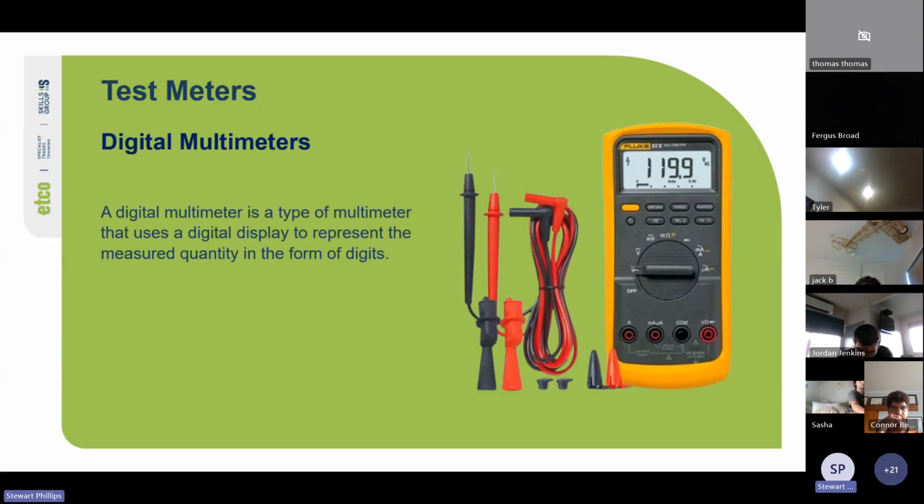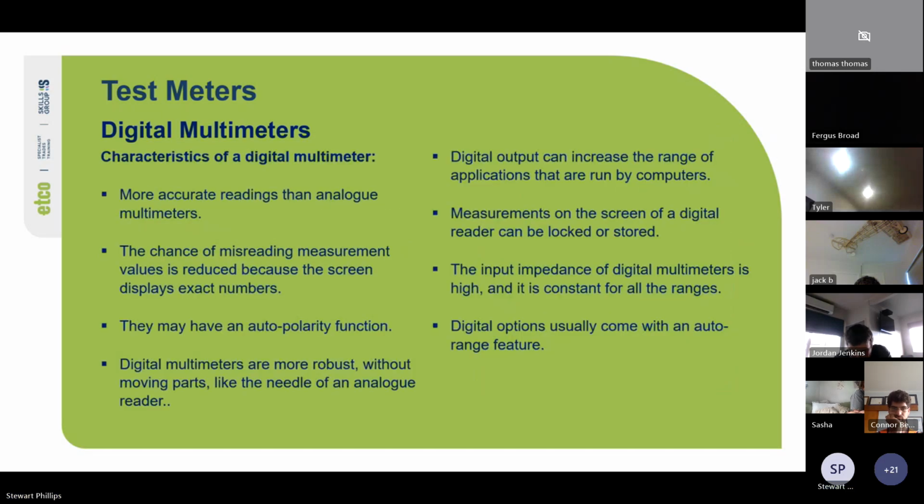So introduction to test meters. This is your basic digital multimeter. It's a type of multimeter that uses a digital display to represent the measured quantity in the form of digits. There you've got a Fluke 83, which is one of your more standard multimeters. It's still a good basic meter.